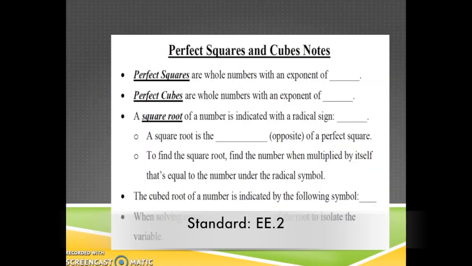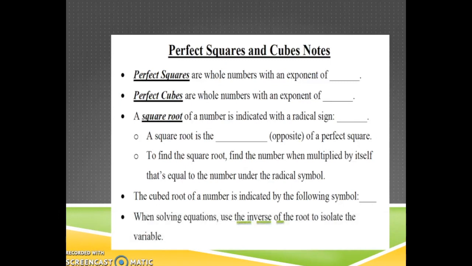Today we're going to look at solving squares and cubes. But before we delve into solving, let's just do a quick review. So perfect squares are whole numbers with an exponent of 2. Perfect cubes are whole numbers with an exponent of 3. A square root of a number is indicated with a radical sign. A square root is the inverse or the opposite of a perfect square.